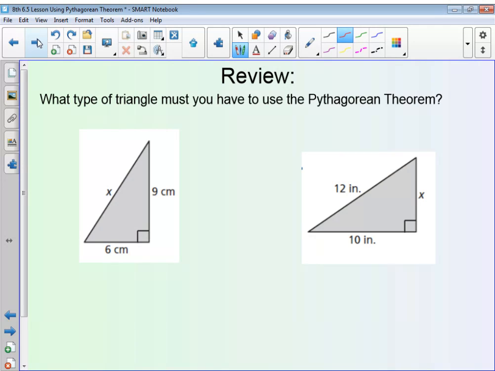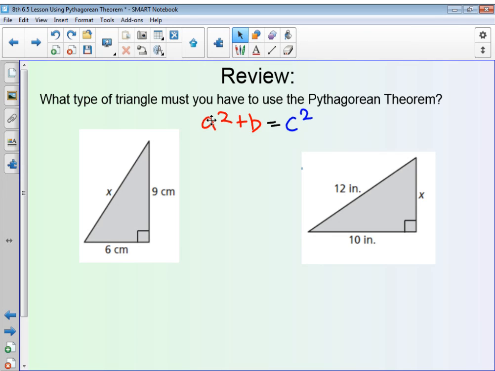The Pythagorean Theorem formula is a squared plus b squared equals c squared. Okay, remembering that a and b are the sides that make up the right angle of our right triangle. Remember, this formula only works for right triangles.